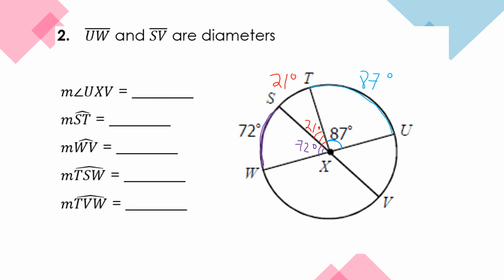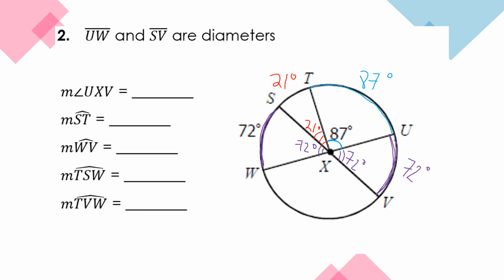Now we can do one of 2 things. We can use vertical angles if we want, which I think is probably the quickest thing to do. Angle UXV is vertical to angle SXW, which means they are both 72 degrees, which means UV is also 72 degrees. You could also do the same concept and look at SV being a diameter and know that ST plus TU plus UV has to equal 180 degrees.